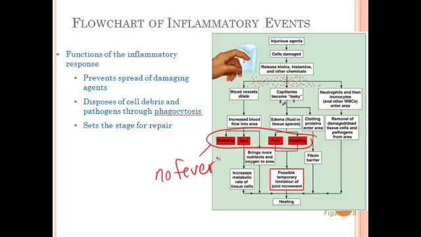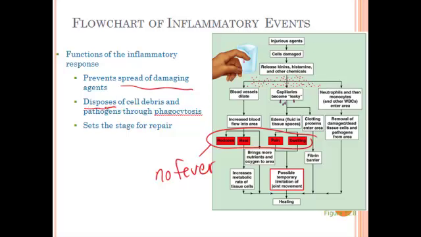Fever is not part of the inflammatory response. It's still a defense mechanism, and we'll talk about it in just a moment, but it's not part specifically of the inflammatory response. What the inflammatory response does do is it prevents the spread of damaging agents. So it basically holds everything in that area and keeps it from spreading around the body, and that includes pathogens and other infectious material that can hurt our body. And as it holds it in that area, then it's able to dispose of that through phagocytosis.